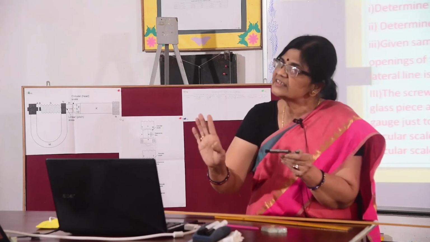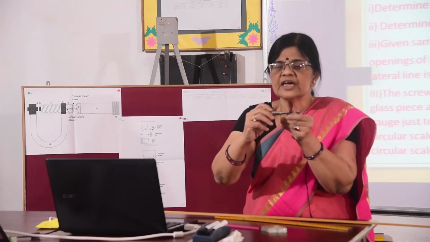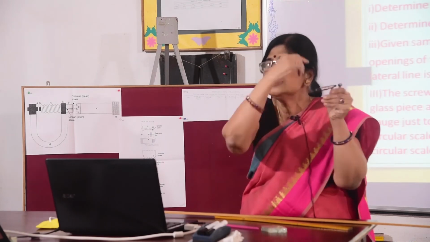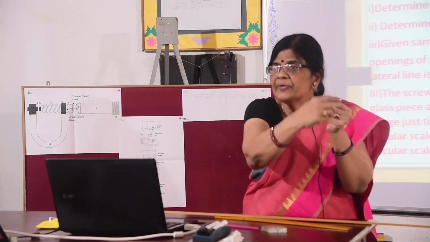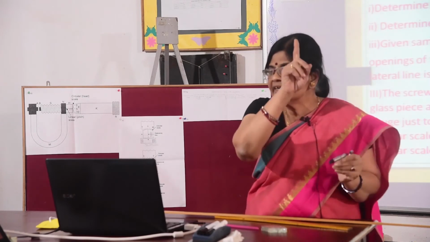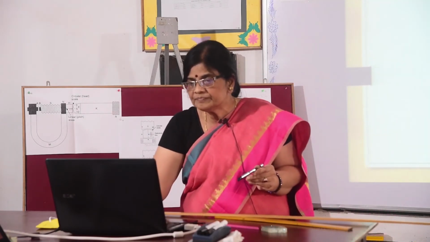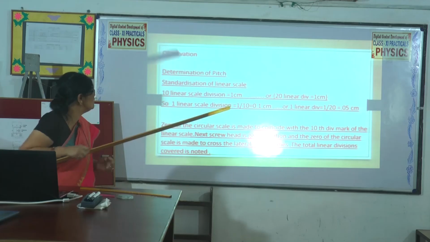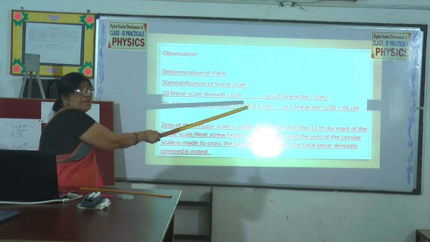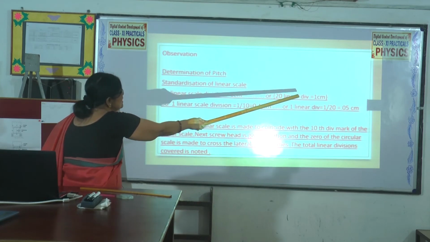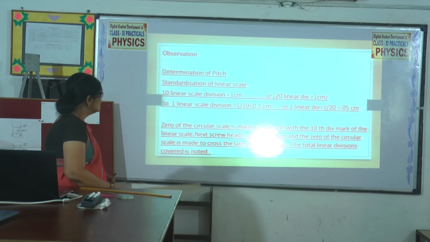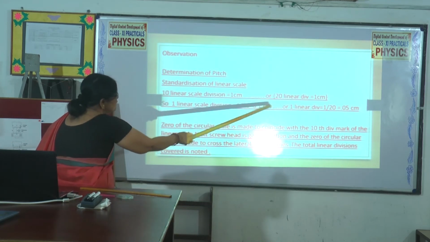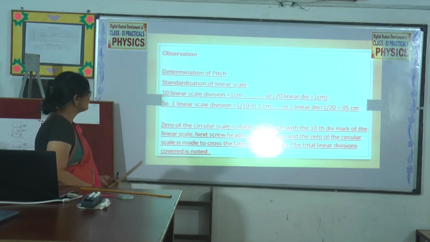You have standardized the linear scale as 0.1. Then put the 0 of the circular scale coinciding with the 10th line, so the 10th line is perpendicular. Take forward rotations, 10 complete rotations, until it reaches 0. So that is the determination of pitch. You have standardization of the linear scale. 10 linear divisions equal 1 cm, or if you have a different screw gauge with 20 linear divisions equal to 1 cm, that part is 0.05. In our case, it is only 0.1. You cannot write both. It is 0.1 pitch.